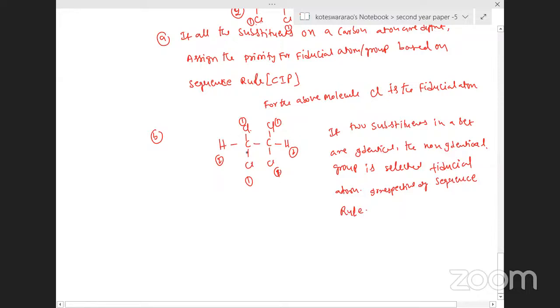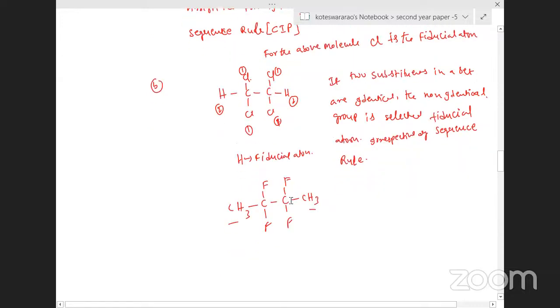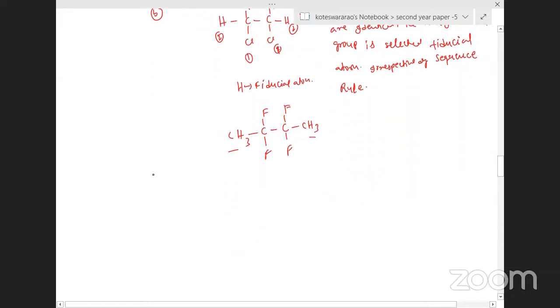For example, in this, two chlorines have the same priority. Therefore, the sequence rule is avoided. Only hydrogens are fiducial atoms. Hydrogens are fiducial atoms. Similar case, if two fluorines are there and the methyl group is there, you consider the methyl group as the fiducial group. Okay. Next, the third guideline in the first rule, that is C.